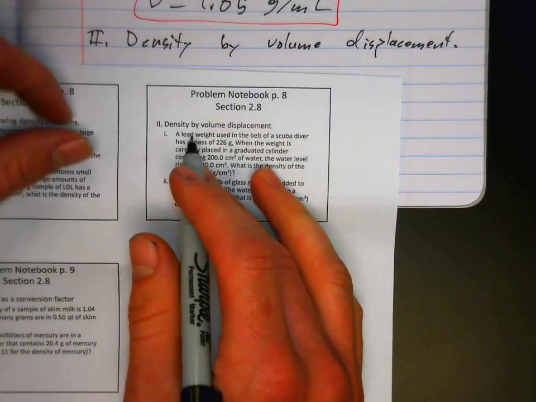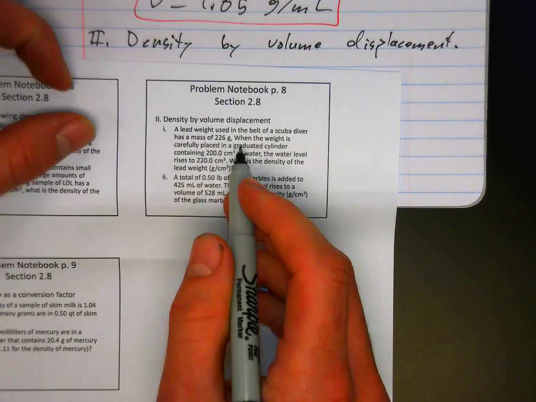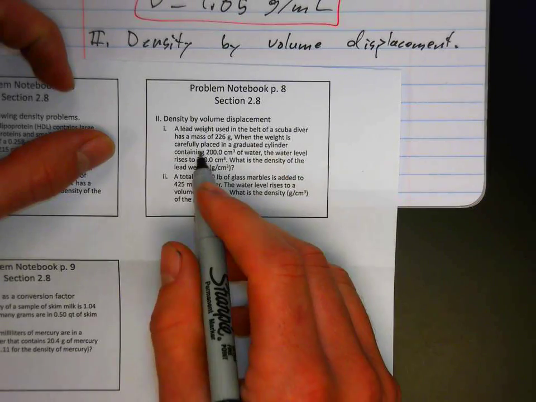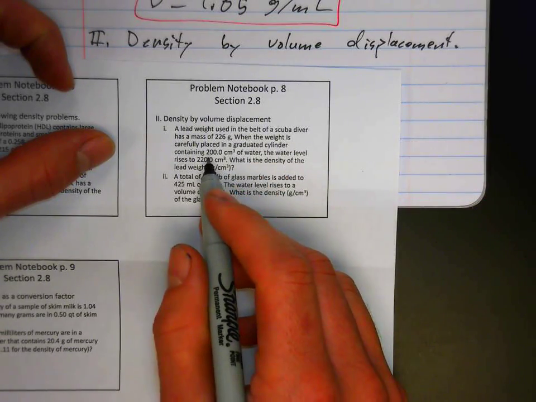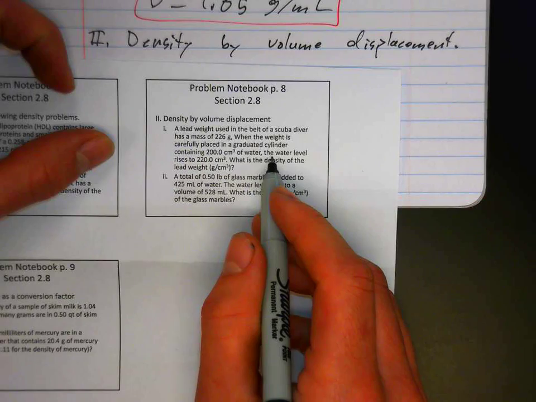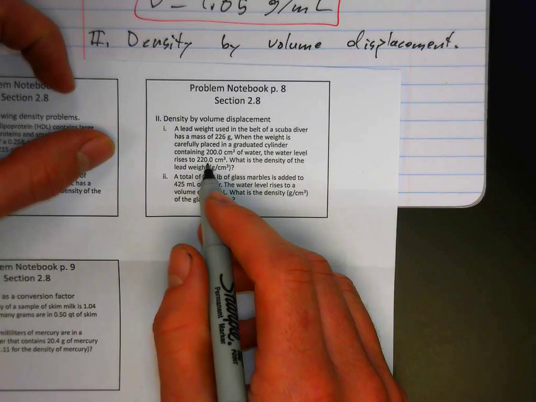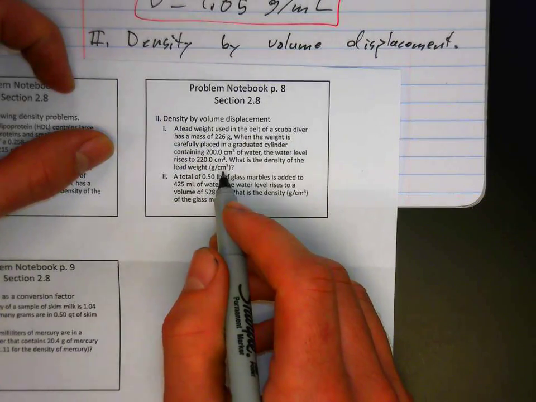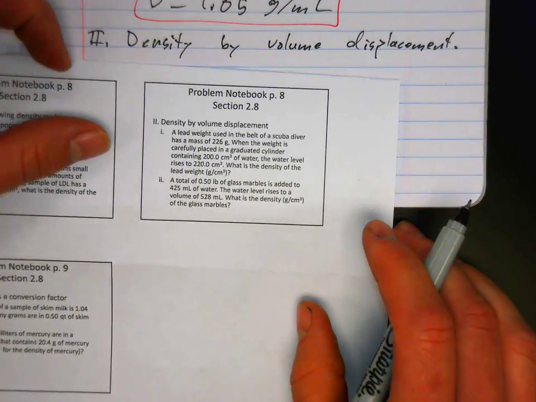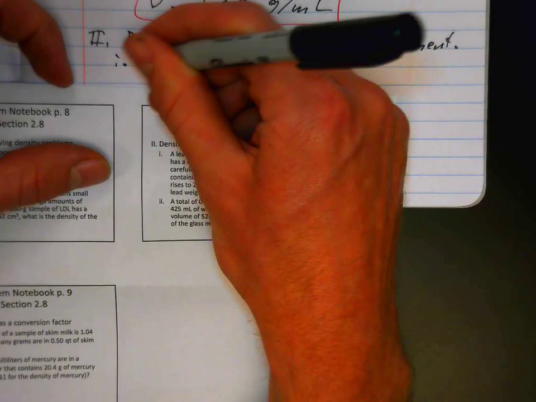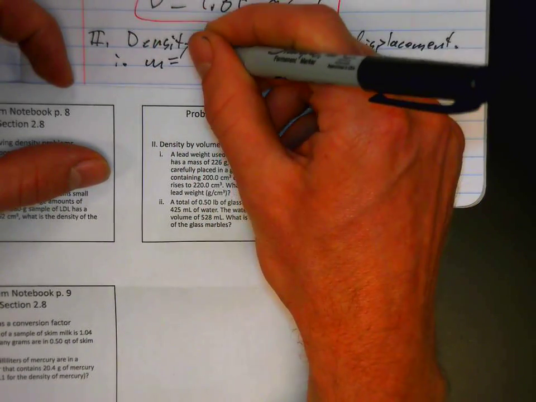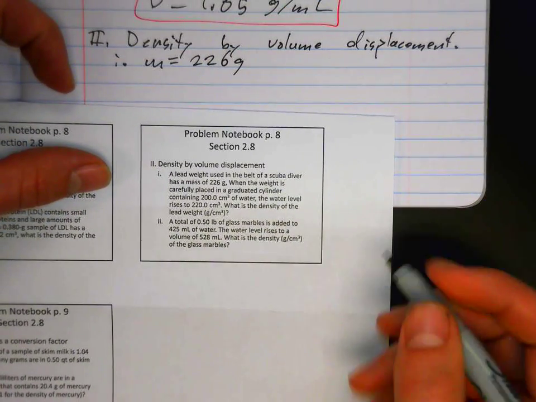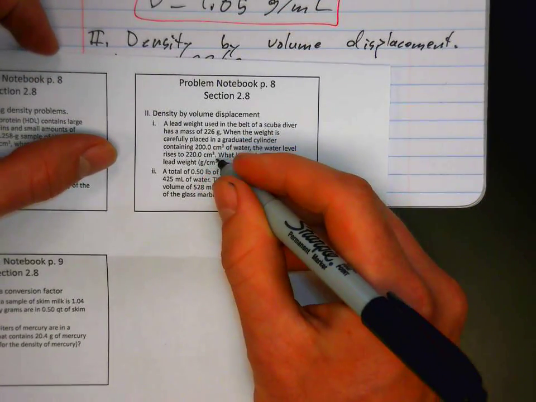So the problem says a lead weight used in the belt of a scuba diver has a mass of 226 grams. When the weight is carefully placed in a graduated cylinder containing 200 centimeters cubed of water, the level rises to 220 centimeters cubed. What is the density of the lead weight in grams per centimeter cubed? Okay, so again, we have the mass is 226 grams. Now in this case, we have an initial volume and a final volume.